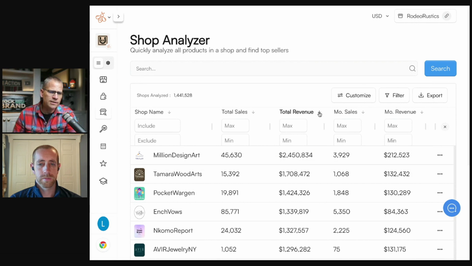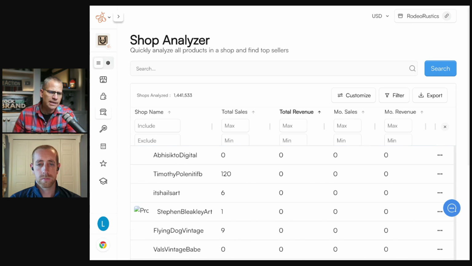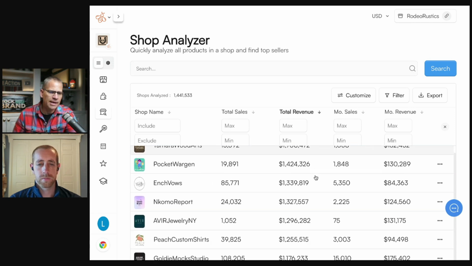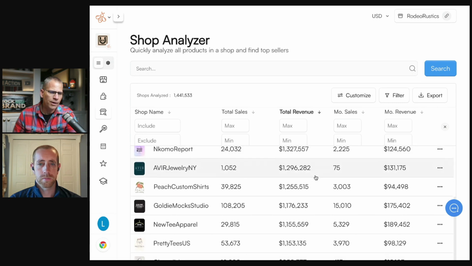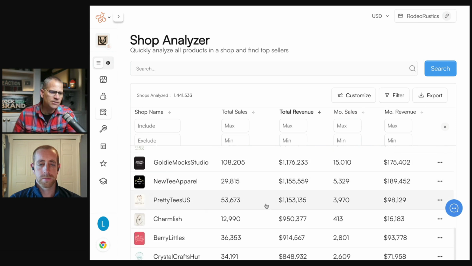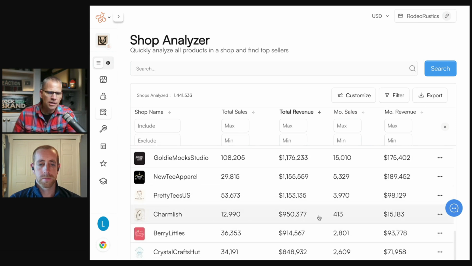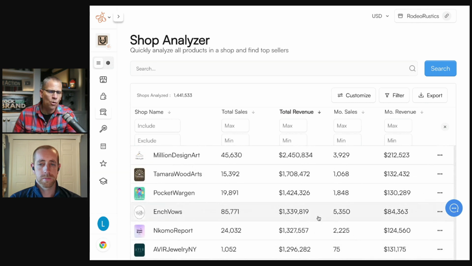So if I wanted to sort this by total, which it looks like it's already doing, but sometimes it doesn't, I would click on here. Obviously that's 0. And then I would go here, and then this gives me them in chronological order, right? So Peach Custom Shirts, Goldie Mox Studio, New Tea Apparel, Pretty Tees, Berry Littles. Okay, so these are all the ones that I sorted in chronological order for total revenue.